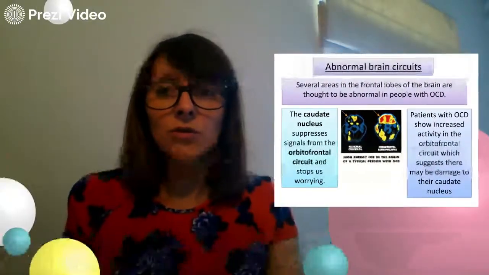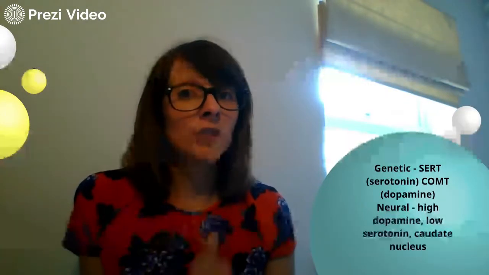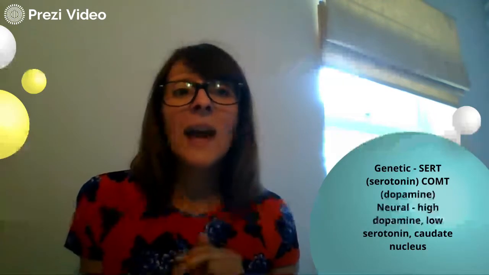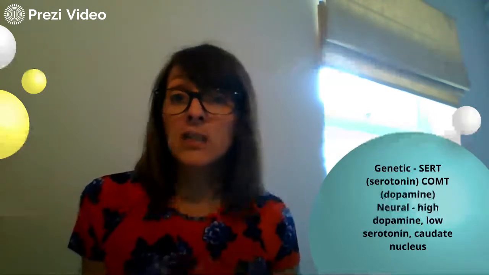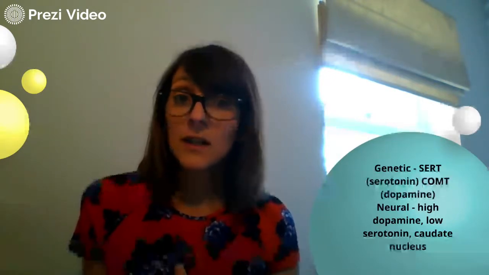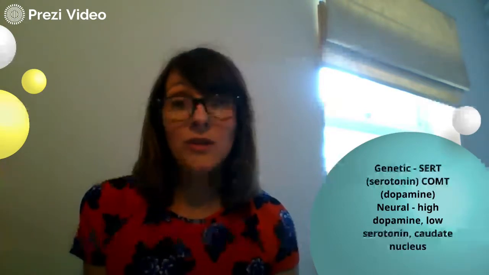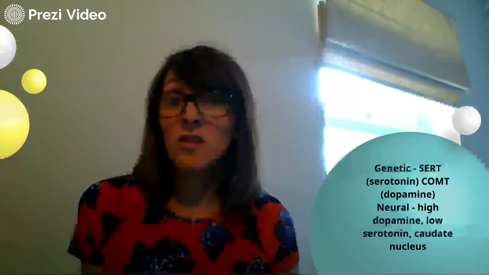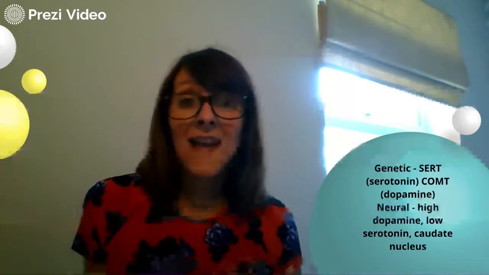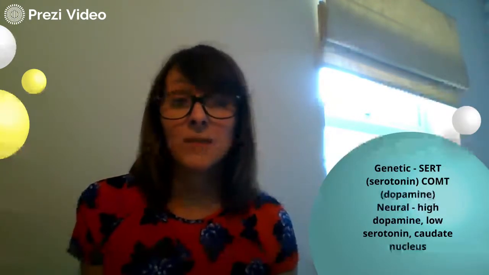Okay, so just to recap, for our biological explanations of OCD, we've got genetic, which is the SCRT gene, which is linked to lower levels of serotonin, and the COMT gene, which is linked to an increase in dopamine. Then we have neural explanations. Our first neural explanation is the idea that we might have high levels of dopamine, which could be linked to OCD, and we've got the rat study to support that. Or an individual could have lower levels of serotonin, which again is linked to OCD, and the research to support that comes from the use of antidepressants.